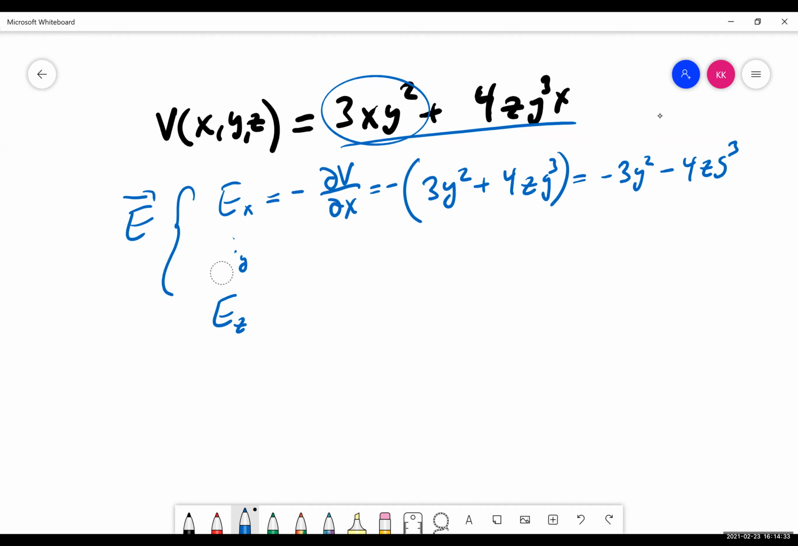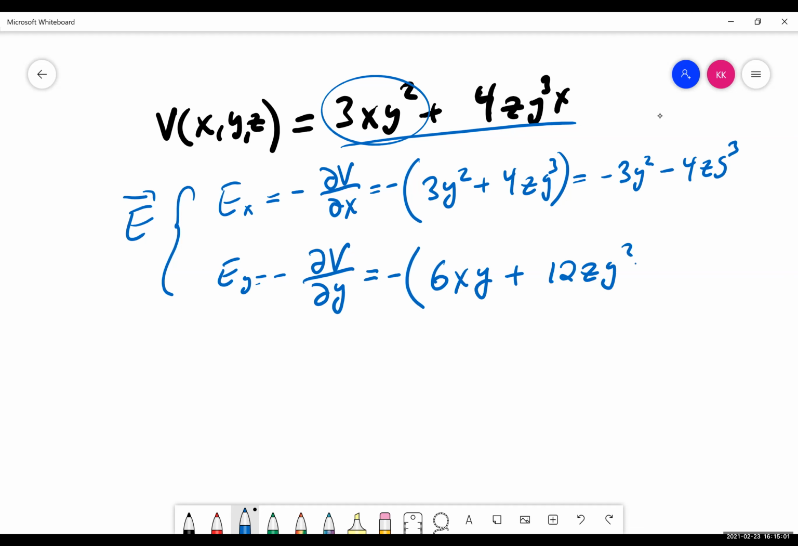Right. So let's look at the y component of the electric field. Well, this is the negative partial derivative of V with respect to y. I take the derivative of this function again, but this time everything is constant but y. So 3xy squared becomes 6xy, then plus 4zy cubed x becomes 12zy squared x. Okay, and then this is negative 6xy minus 12zy squared x.